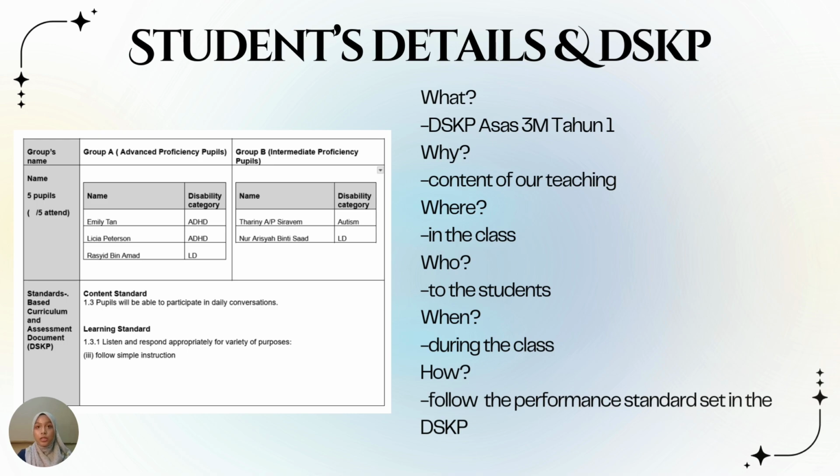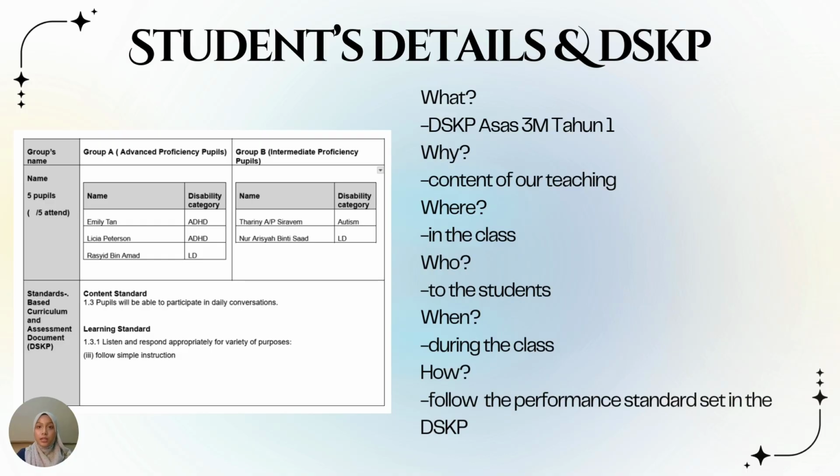And when do we use the DSKP? It is used during the class. And how? Teachers should follow the performance standards set in the DSKP. As shown in the picture there, the expected number of students that I have is 5, and it is divided into two groups: Group A, which is advanced proficiency pupils, whereas Group B is intermediate proficiency pupils.